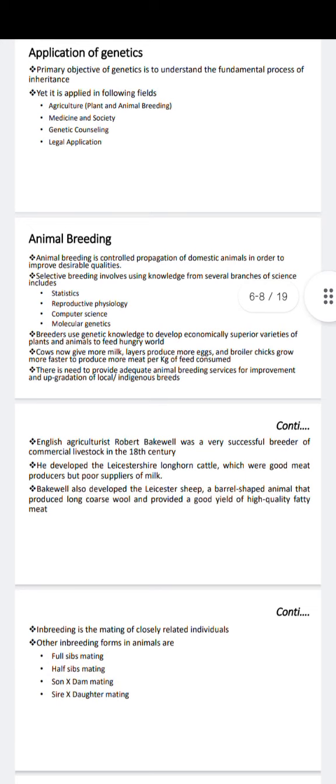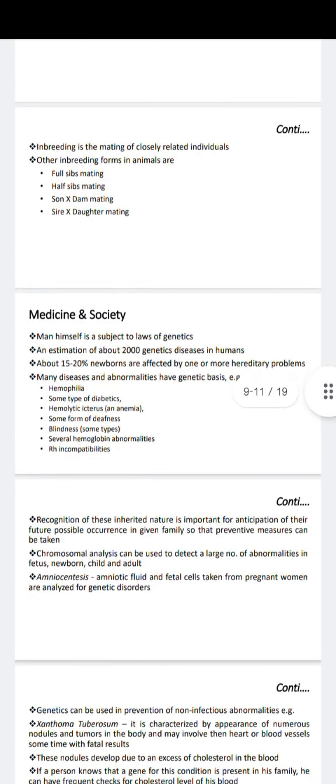These are the other things that are related to diseases. Just read it on your own. Do it yourself.